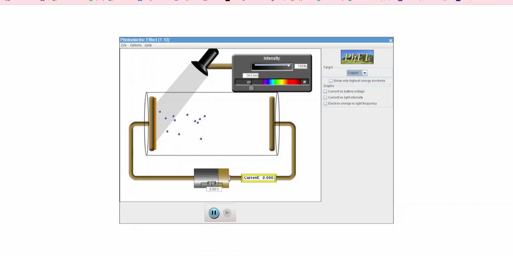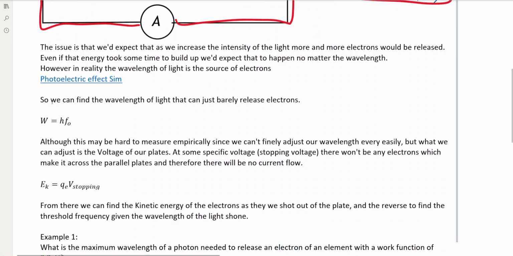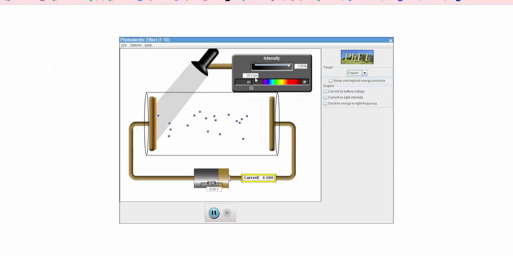So what does that exactly mean? Because the intensity doesn't change, just the wavelength is what's necessary. So when we find that wavelength that can just barely release electrons, that's the work function. That's the amount of energy per photon that can release the electron. And this is hard to measure empirically because we can't fine-tune our wavelength as we did in this simulation here. We can't fine-tune it that well.